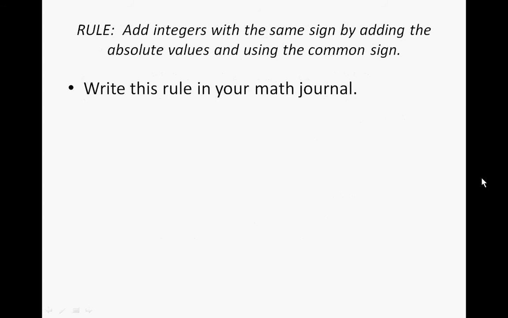So here is our rule. You need to write this down in your math journal. Add integers with the same sign by adding the absolute values and using the common sign. So if I'm adding two positive numbers, then my sum is going to be positive. And if I'm adding two negative numbers, then my sum is going to be negative.